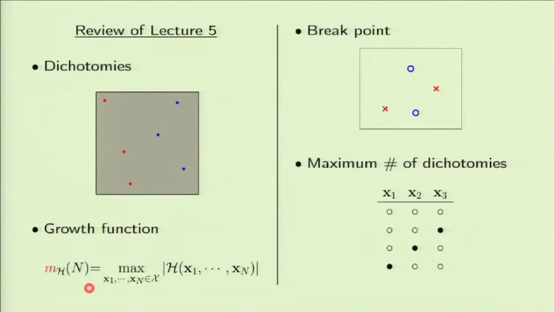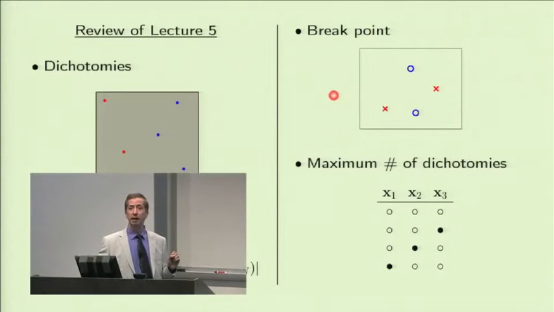Now, in principle, the growth function can be 2 to the n. You may be in an input space and a hypothesis set such that you can generate any pattern you want. However, in most of the cases, the restriction of using hypotheses coming from H will result in missing out on some of the patterns. Some patterns will simply be impossible. And that led us to the idea of a breakpoint.